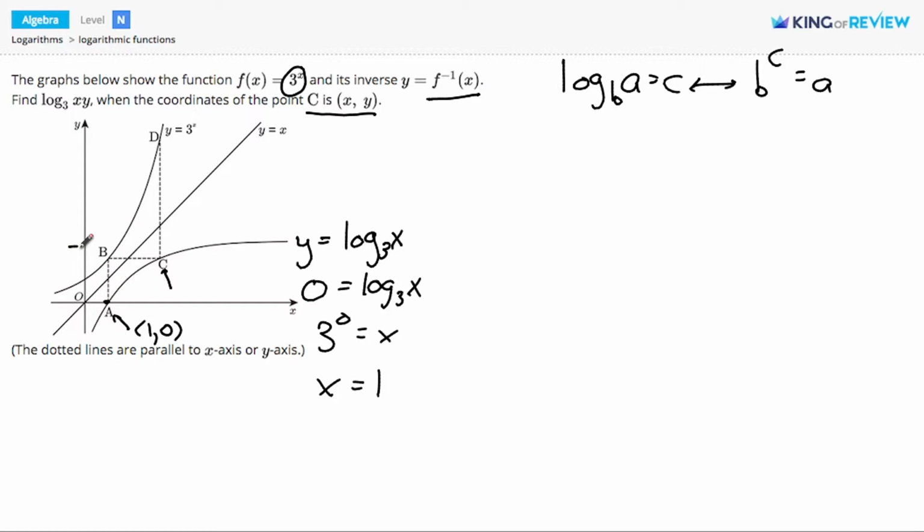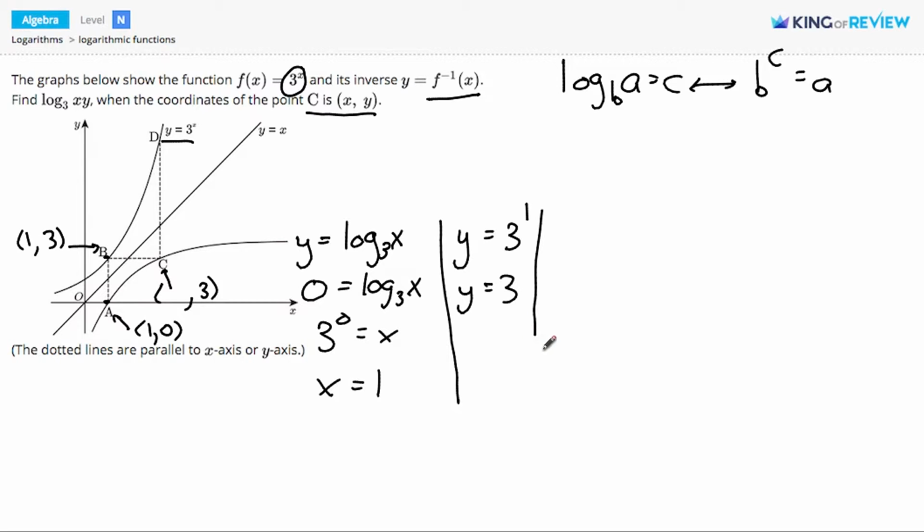We now know point B has an x value of 1, and B is a point on the curve y equals 3 to the x. So for point B, we know y has to be equal to 3 to the first power, since x is equal to 1 at point B. 3 to the first power is just 3, so B is at the point 1, 3. This tells us that point C, directly across from point B, also has a y value of 3, we just need to figure out its x value.